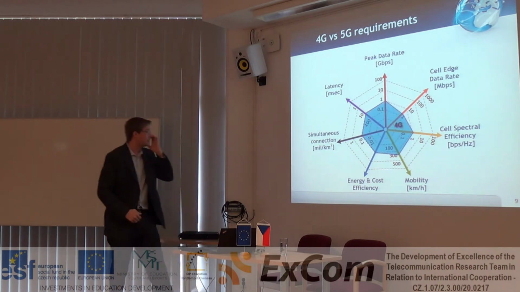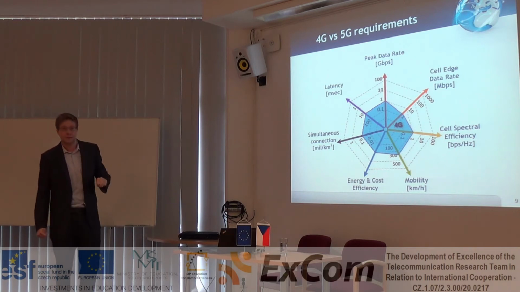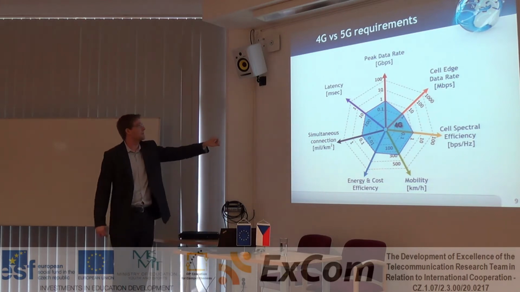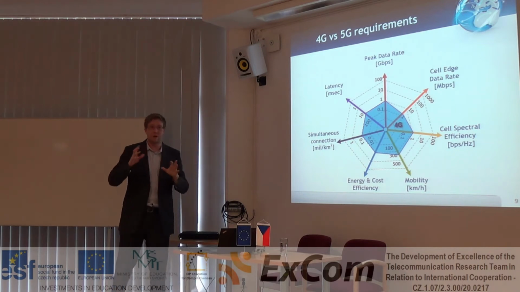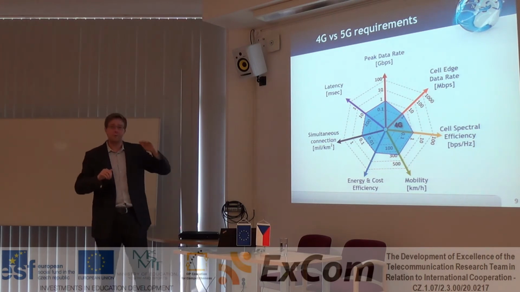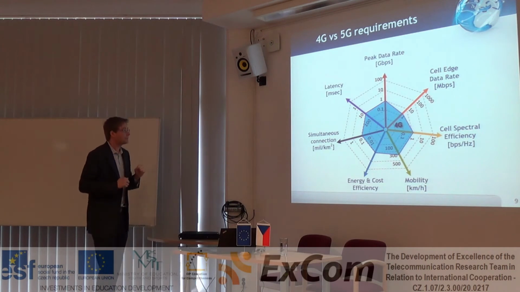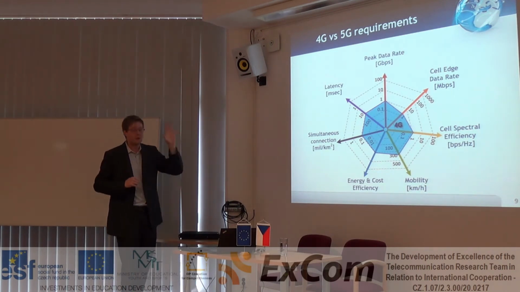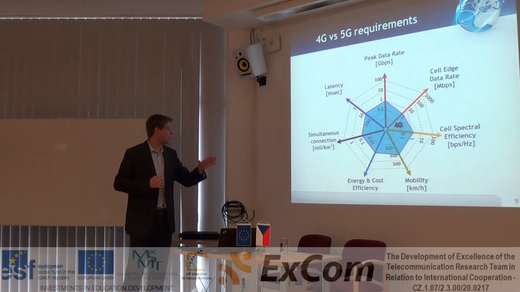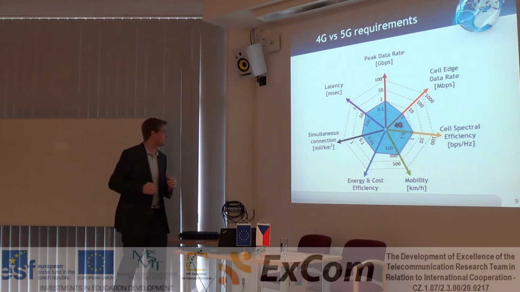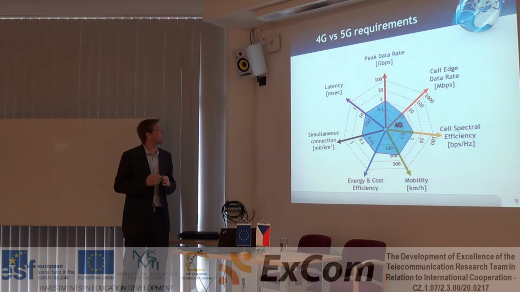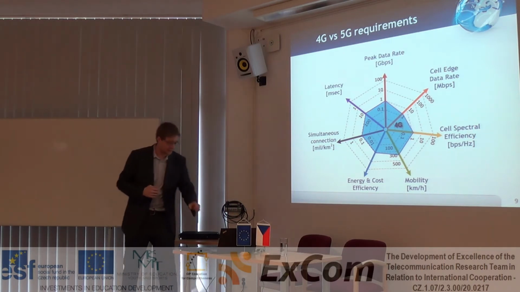For 4G, requirements were roughly like this. It means peak data rate was 1 gigabit, cell edge data rate was order of megabits per second, so you can see quite significant difference between throughput for users in the cell center and at the cell edge. Spectral efficiency, couple of bits per second per hertz, it's assumed without multi-antenna technologies. Mobility supported up to 350 kilometers per hour. Energy and cost efficiency is equal to 1, it's just a relative number. Hundreds of thousands simultaneous connections per square kilometer, and latency up to 10 milliseconds.